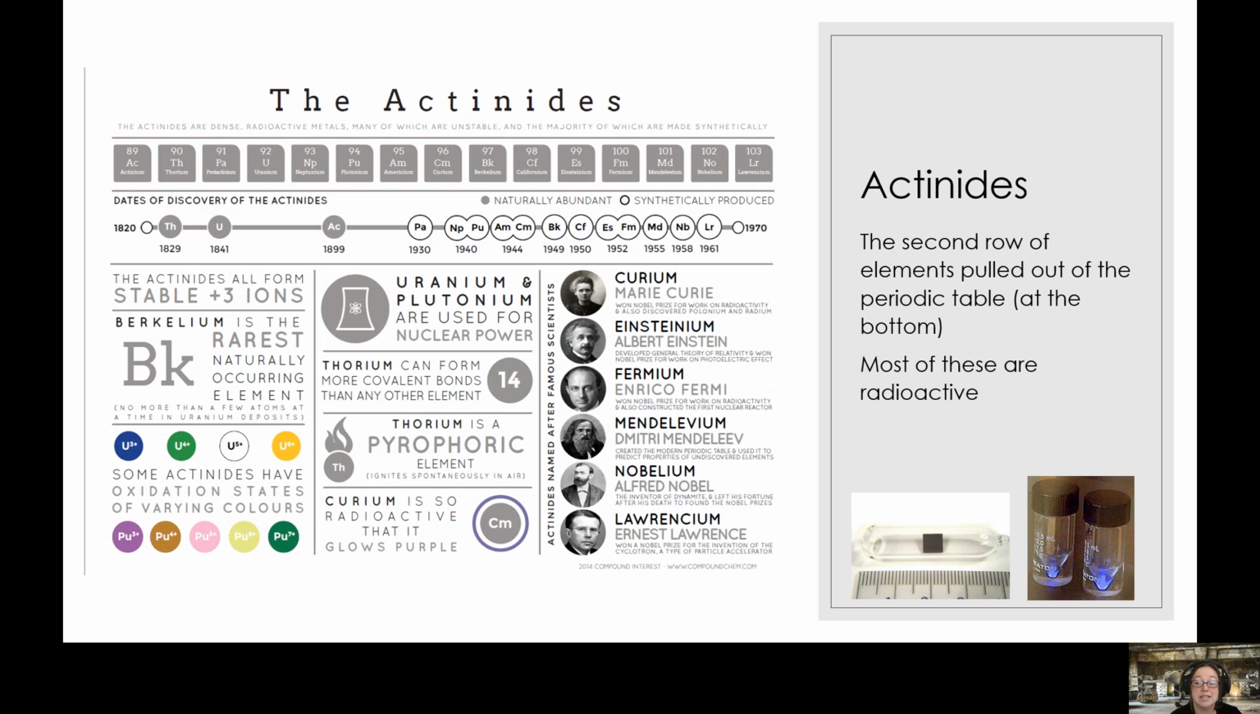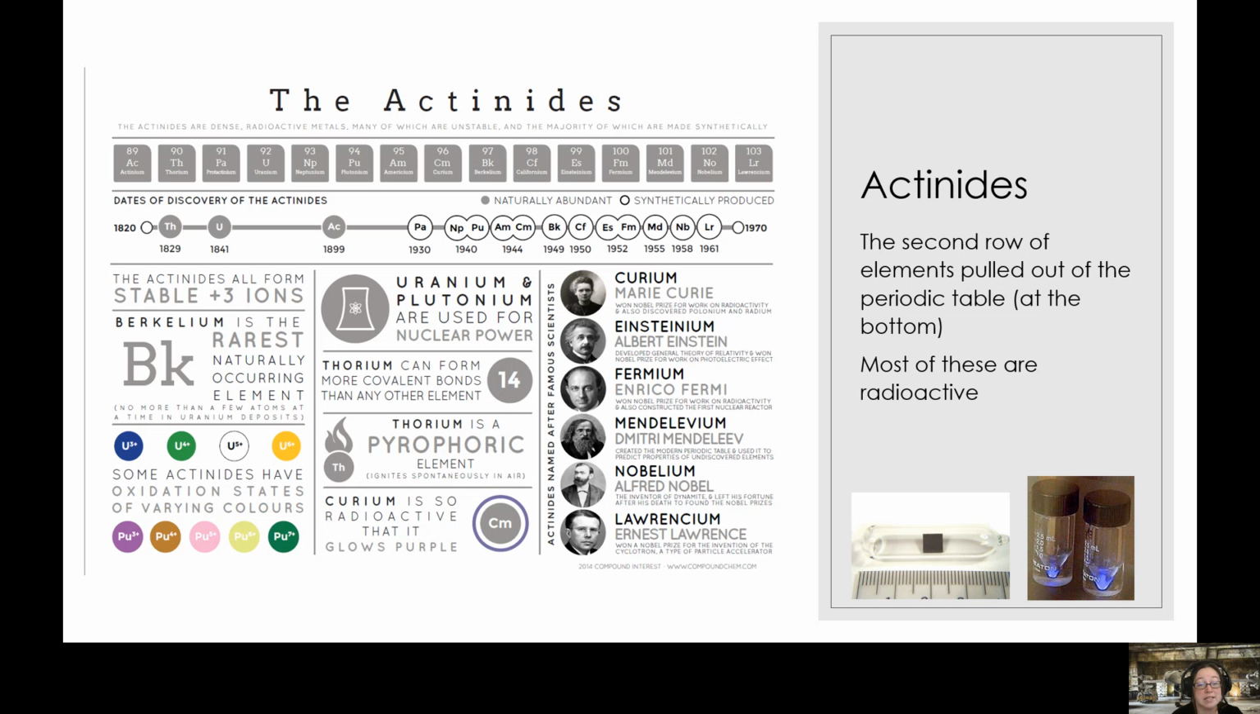And then the actinides is the second row of that pulled out area. Almost all of these are reactive or have a commonly found reactive ion. So berkelium is the rarest naturally occurring element. It's no more than a few atoms at a time, and these are only found in uranium deposits. The two photos, the one on the left is thorium, the one on the right is actinium, which gives the name to this row of elements.